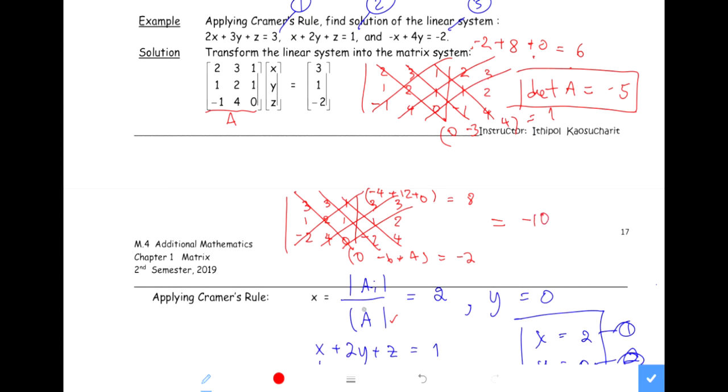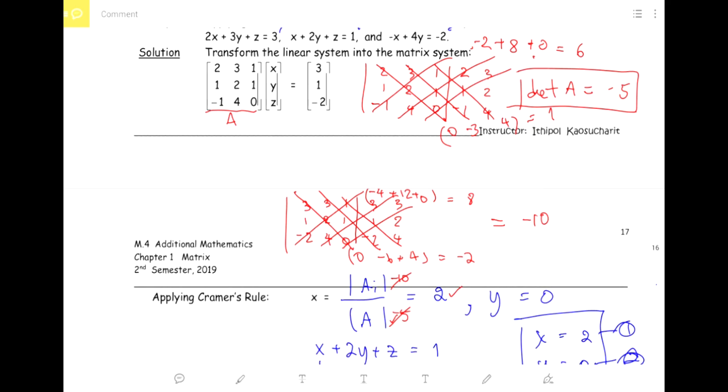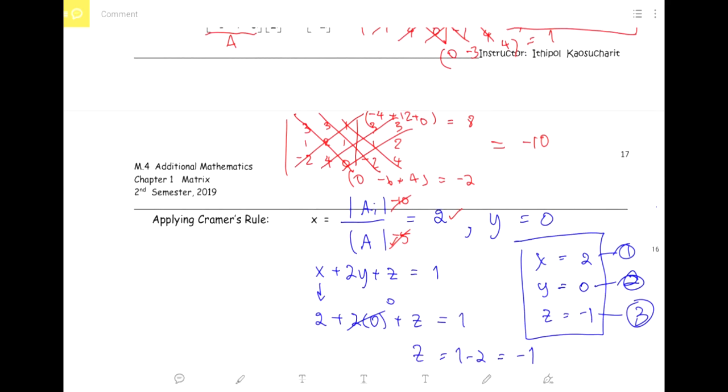So come back here to x. We have det of AI negative 10, and we have det of A negative 5. Cut it out, and you have your x of 2 now. Easy, so easy.